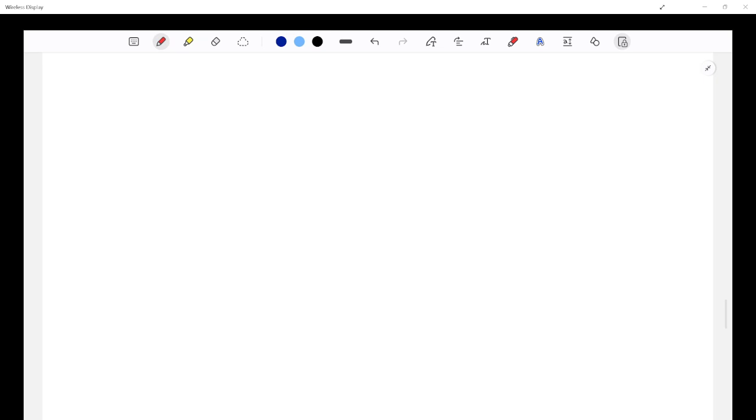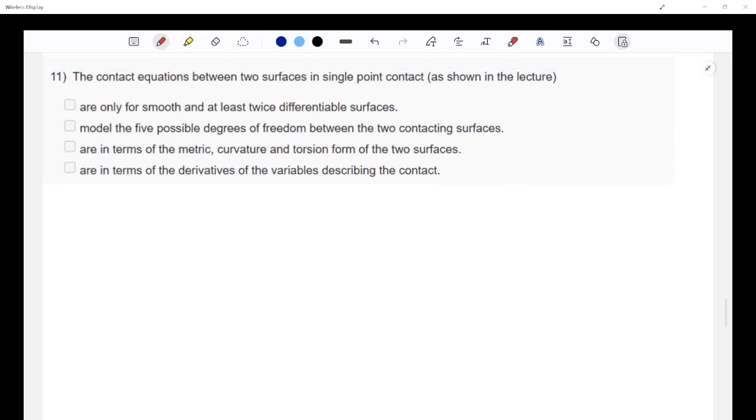Let's move to the 11th question. The contact equations between two surfaces in single point contact are only for smooth and at least twice differentiable surfaces. Model the 5 possible degrees of freedom between the two contacting surfaces. They are in terms of the metric, curvature and torsion forms of the two surfaces. They are in terms of the derivatives of the variables describing the contact.